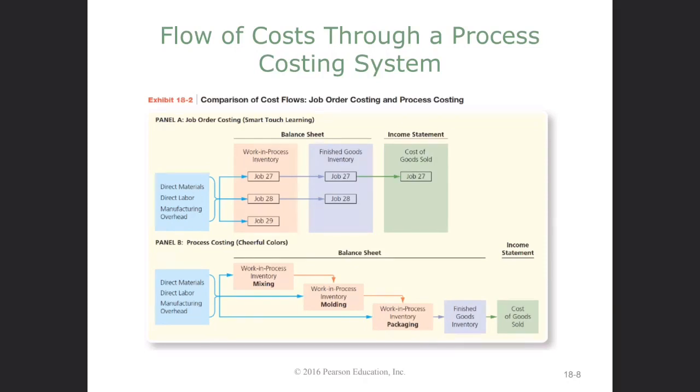And so when we start the job, we've started job 27, and it's sitting in our work in process inventory. We're currently working on it. And then once we've completed job 27, we're moving it to our finished goods inventory account. And then once it's ready for sale and we've sold it, it's going to move into our cost of goods sold account on our income statement.